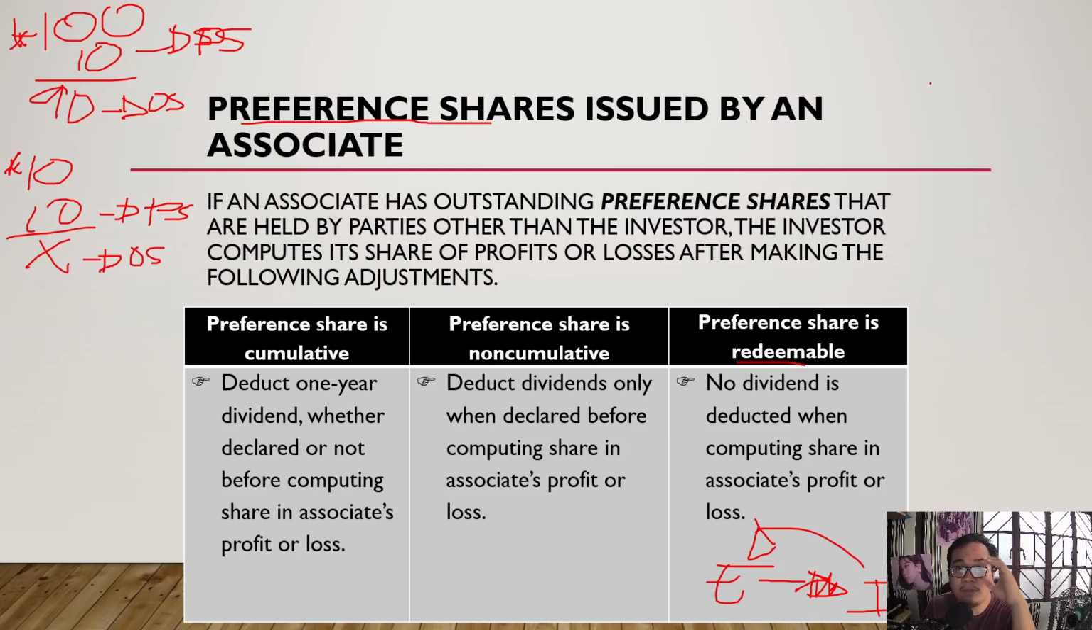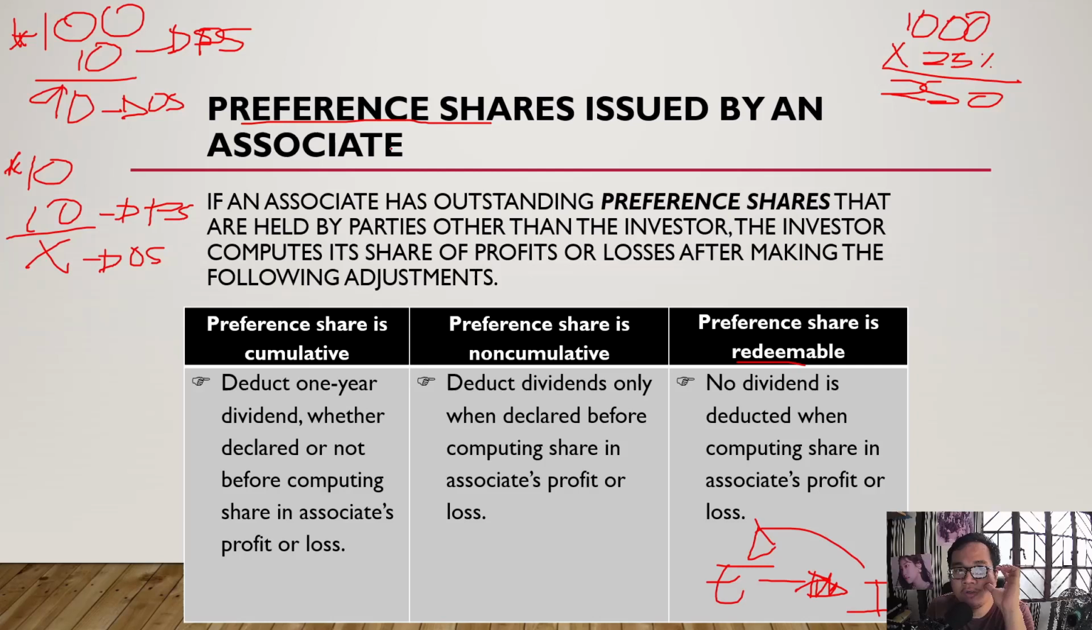So additional note lang. Napag-usapan na may effect ang preference share sa computation mo ng profit or loss kay associate. Bakit? Kasi typically, let's say for example, 25% yung ownership interest mo kay associate. Kapag nagkaroon ng 1 million income si associate, times 25%, sa'yo yan. So 250. Ngayon, if there's an existence of a preference share that are held by parties other than the investor, hindi na magiging ganyan yung computation mo.